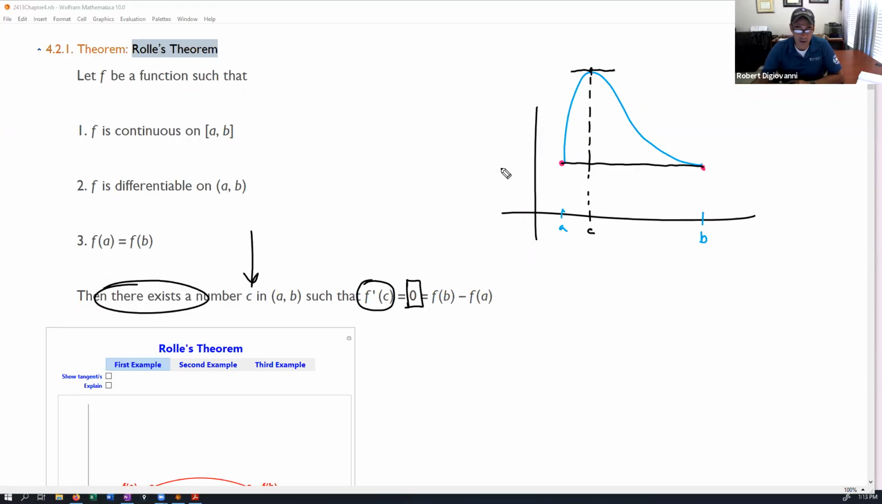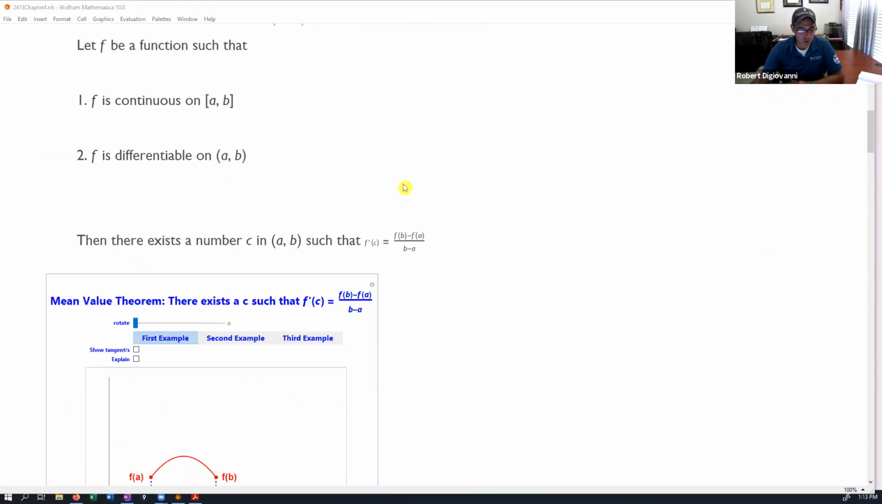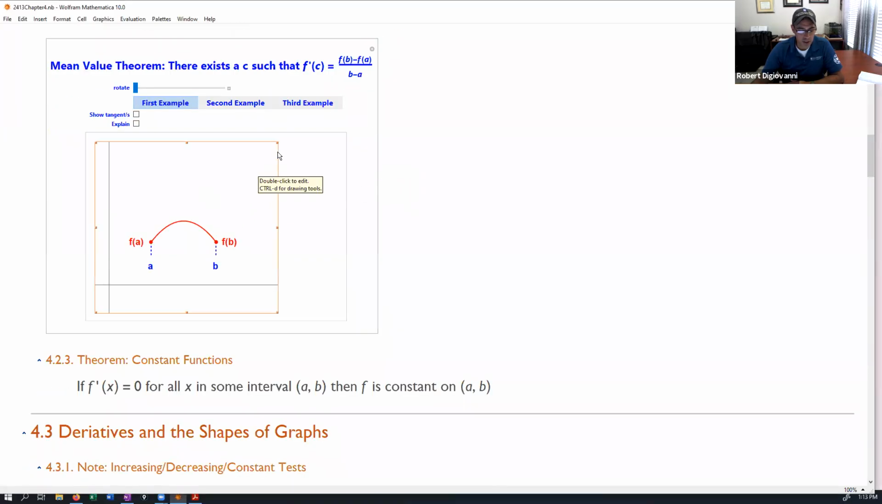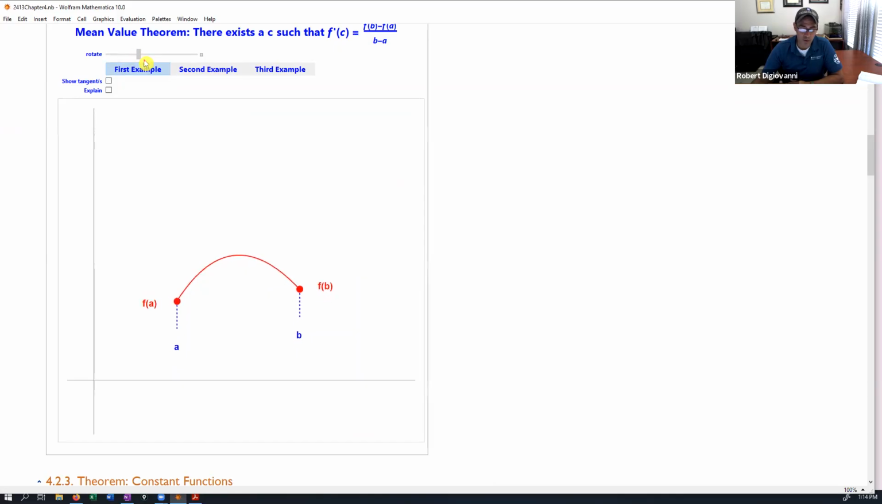So the mean value theorem is basically take Rolle's theorem. I'm going to show you the picture first. Here's the same picture I showed you. I said that somewhere in there, you've got to have some point that is parallel to this, right? The mean value theorem says, imagine that you have a function that doesn't necessarily start at the same point and end at the same point. So what if we tilt this? You see how now these aren't flat?